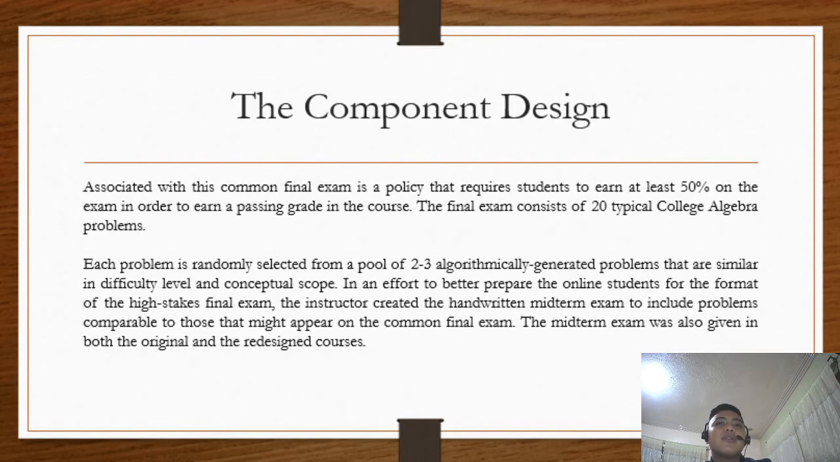Now, still on our component design, associated with this common final exam is a policy that requires students to earn at least 50% on the exam in order to earn a passing grade in the course. The final exam consists of 20 typical college algebra problems. Each problem is randomly selected from a pool of 2 to 3 algorithmically generated problems that are similar in difficulty level and conceptual scope.